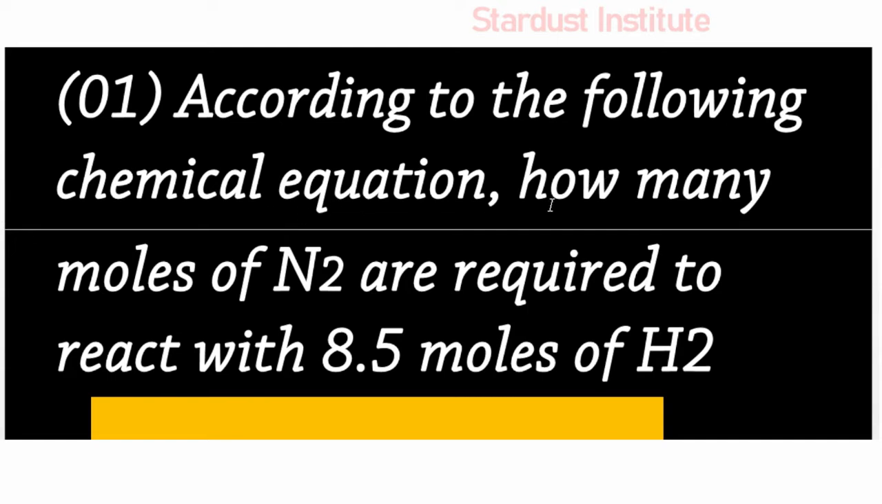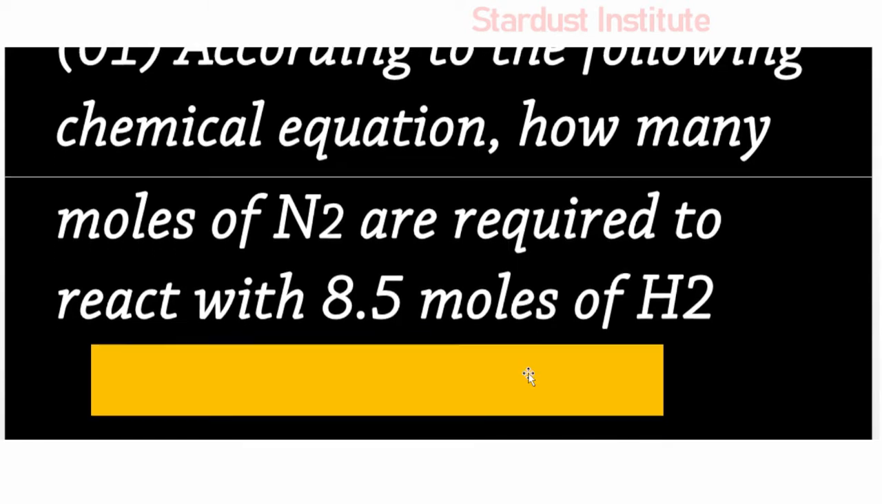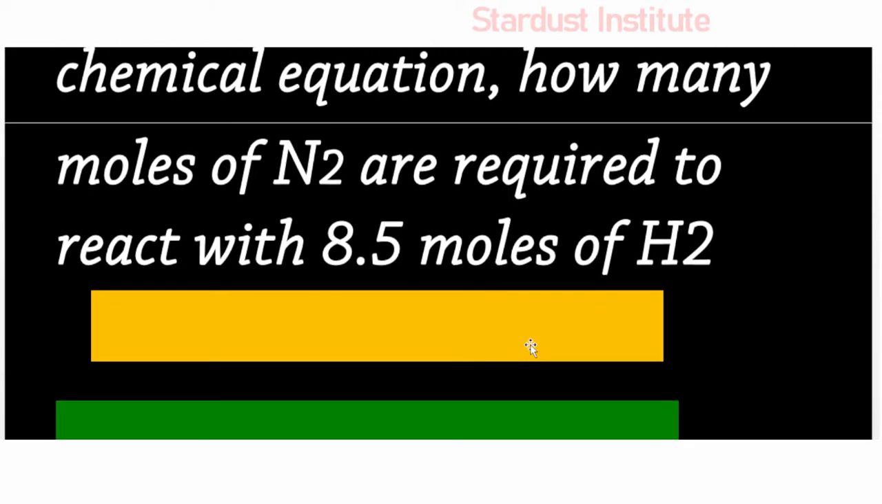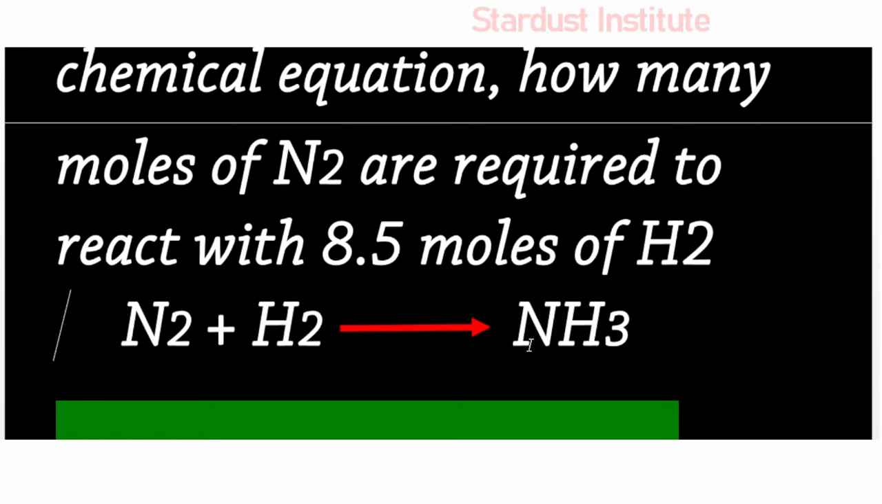According to the following chemical equation, how many moles of N2 are required to react with 8.5 moles of H2? This is the equation. N2 plus H2 we get ammonia. But this is not balanced.